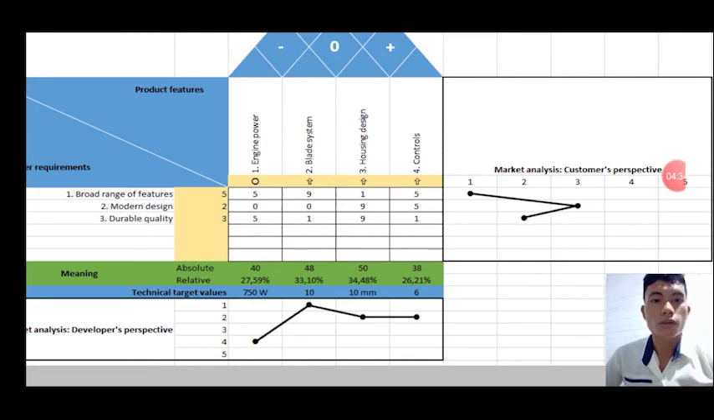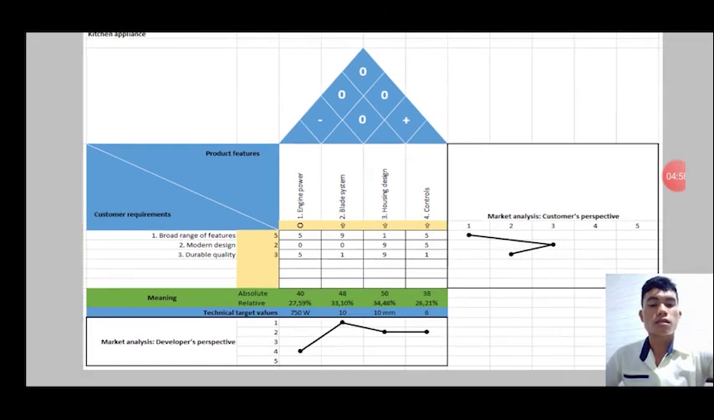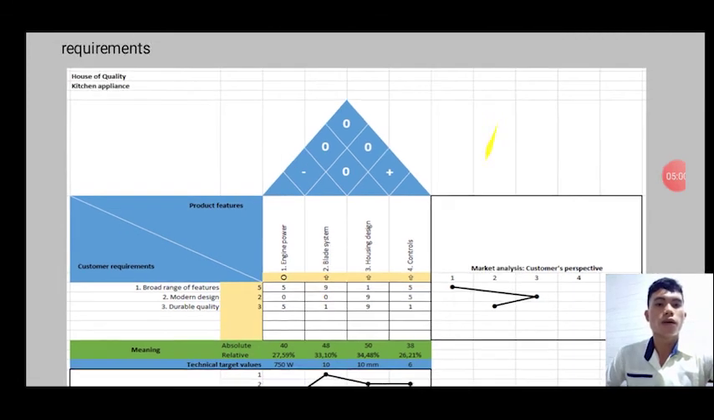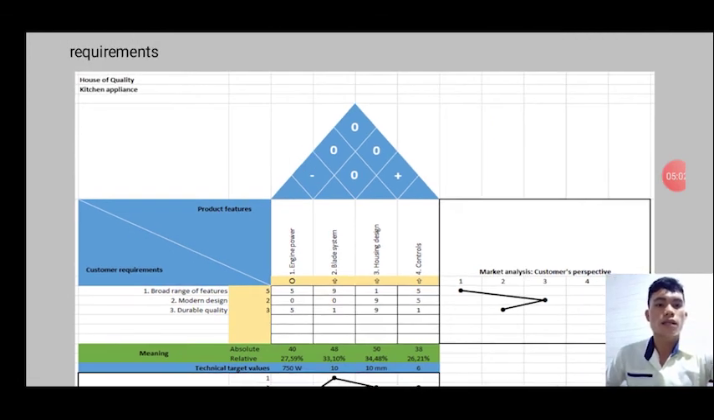target values. So the target value of motor power or engine power is 750 watts. For blade system it is 10. For housing design, the target value is 10 millimeters or 10 mm. For controls it is 6. So that's all, the 10 steps.